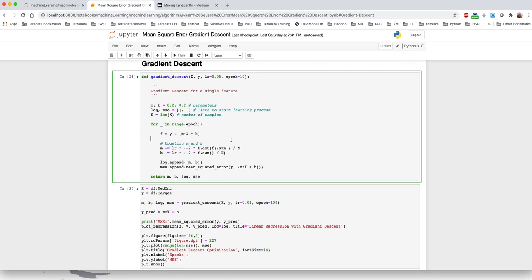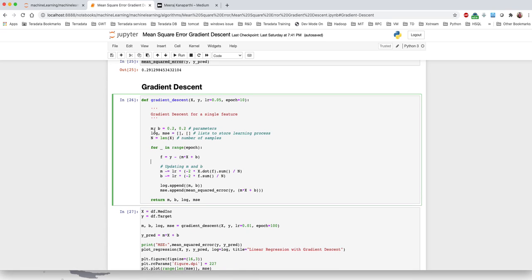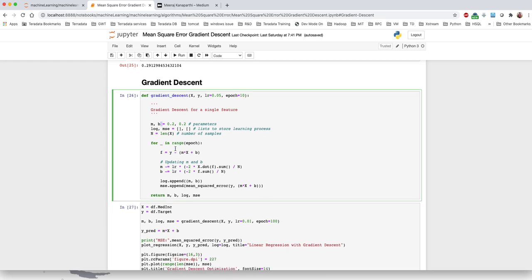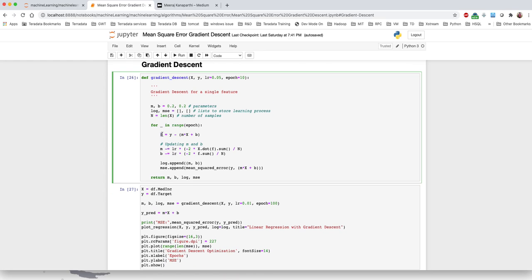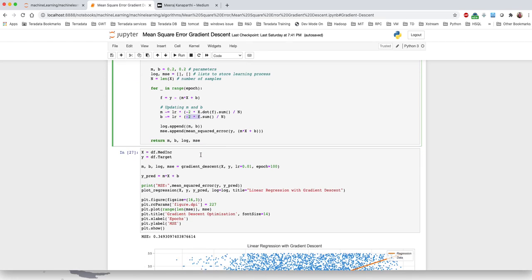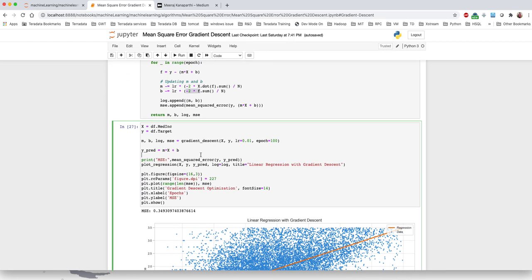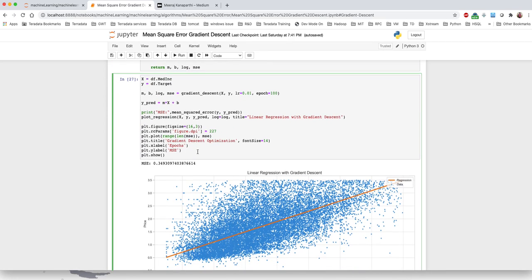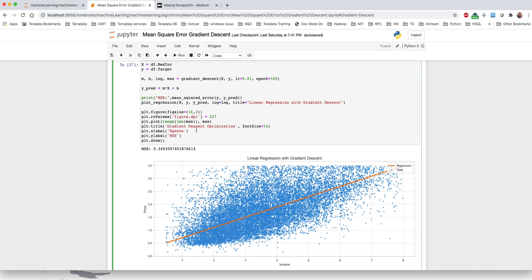In the gradient descent algorithm, what we do is we initialize the slope and bias, and after initializing, we start predicting the values, and we update the slope and bias with the derivative of the function. When we update with the derivative of the function, we reach the proper model that fits the data. Now here we have a graph.